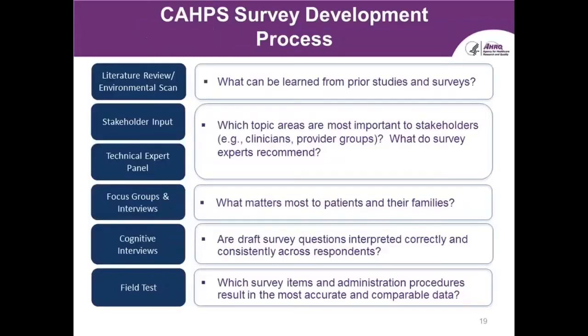So the CAHPS survey development process includes a series of steps that are shown here, beginning with a review of the literature to see what has been done before. We also obtain input from stakeholders and technical experts. In addition, we conduct focus groups to identify what is most important to patients. And after drafting survey items, we evaluate them using one-on-one cognitive interviews and revise questions as needed. The final step, which is yet to be done for the new survey, is field testing to evaluate its psychometric properties. So now I'll turn it over to Stephanie.